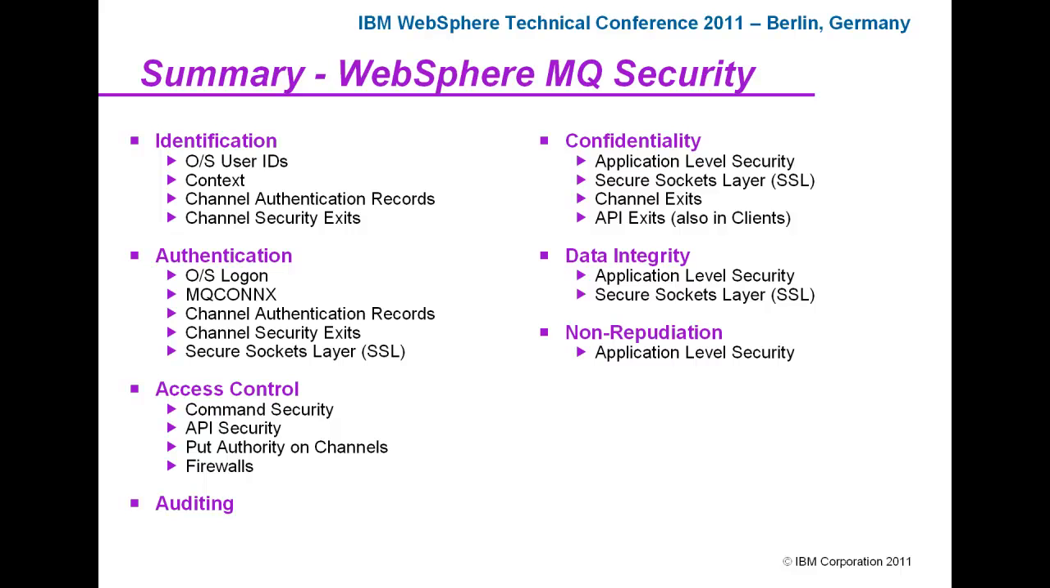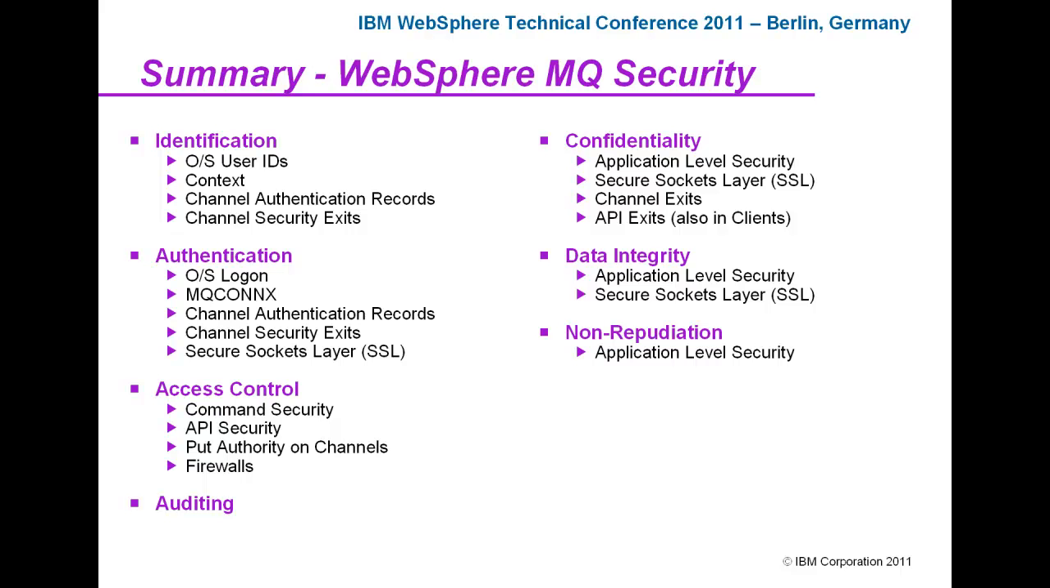You have command security and API security for access control. Put authority on your channels allows you to control which user IDs are used. And also remember your firewall is part of your access control protection, right? Making sure that some things can't even get as far as MQ. You have auditing facilities. You have facilities to provide you with confidentiality.